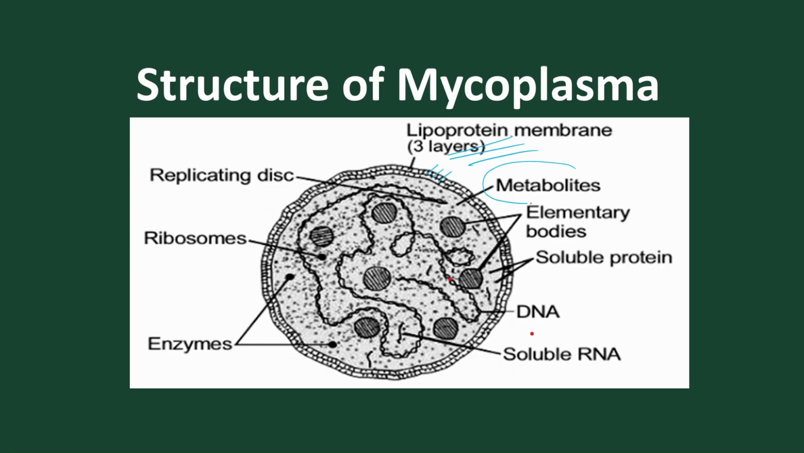Inside we find certain metabolites or chemicals present. Special bodies called elementary bodies are present, and soluble proteins are also present. The DNA, the chromatin material, is present throughout the cell. It is not restricted to the center. Soluble RNAs are present, enzymes are present, 70S ribosomes are present, and inside the DNA we find special disc-like structures, called replicating discs, that help in replication. So this is the basic structure of Mycoplasma.